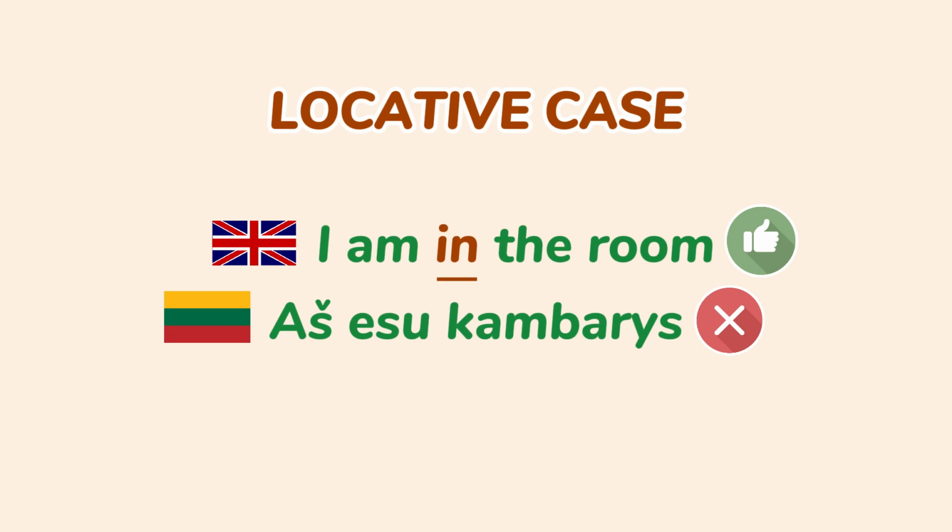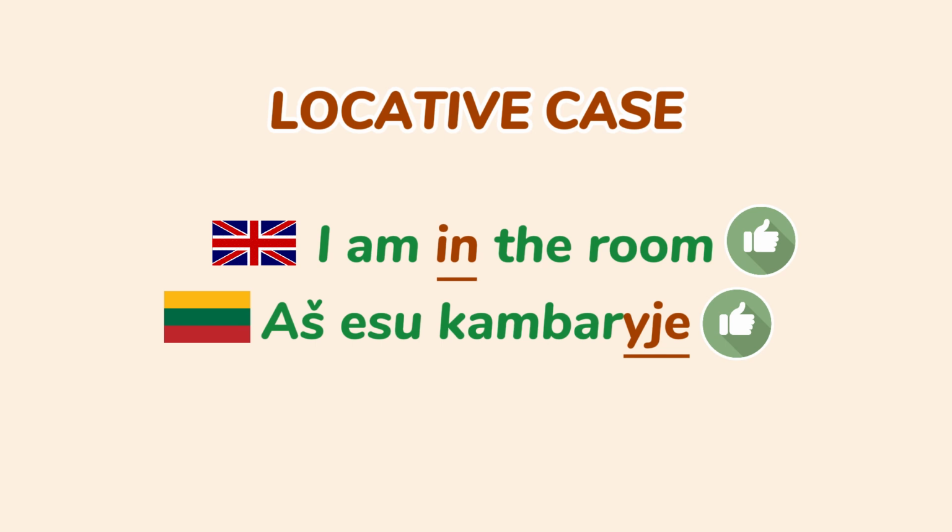So instead of adding the preposition in, I will change the ending. Aš esu kambaryje. Not aš esu kambarys. That'd be incorrect. Aš esu kambaryje. That's the one. That's the correct one.